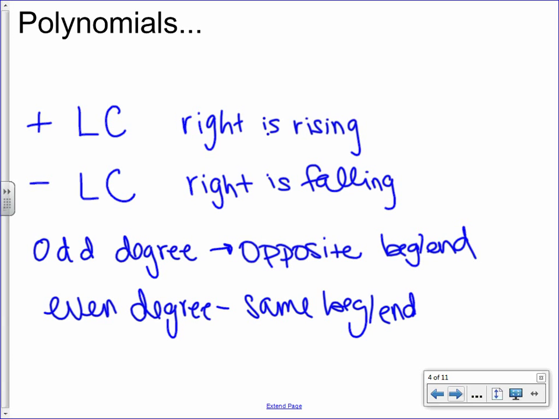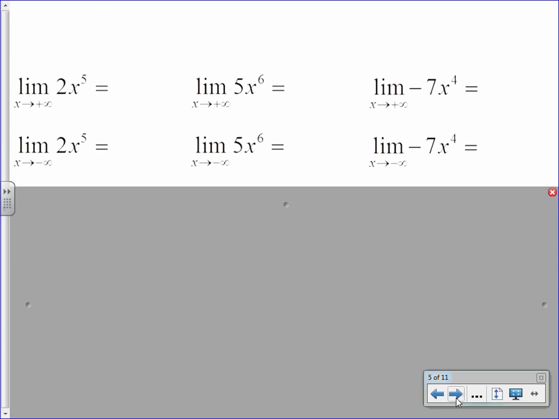Okay, so what does that look like? The limit towards infinity of 2x to the fifth. So positive infinity means the right side of our graph. What is happening on the right side of 2x to the fifth? We are rising. So we are going towards positive infinity.